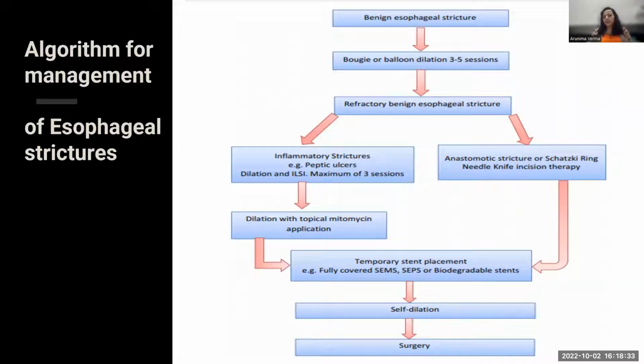Once you have an esophageal stricture, you can start with bougie or balloon dilatation for 3 to 5 sessions. If it is refractory, then you can consider which type of stricture it is. If it is inflammatory, go ahead with intralesional steroid injection for 3 sessions. If it does not respond, you can go to topical mitomycin application. If again there is a problem, then you go ahead with temporary stent placement and then move ahead to self-dilatation or surgery. For anastomotic strictures or Schatzki ring, needle knife incision therapy should be considered just after it has been seen to be a benign, refractory one. And in these also, you can go ahead with temporary stent placement and then finally consider surgery.